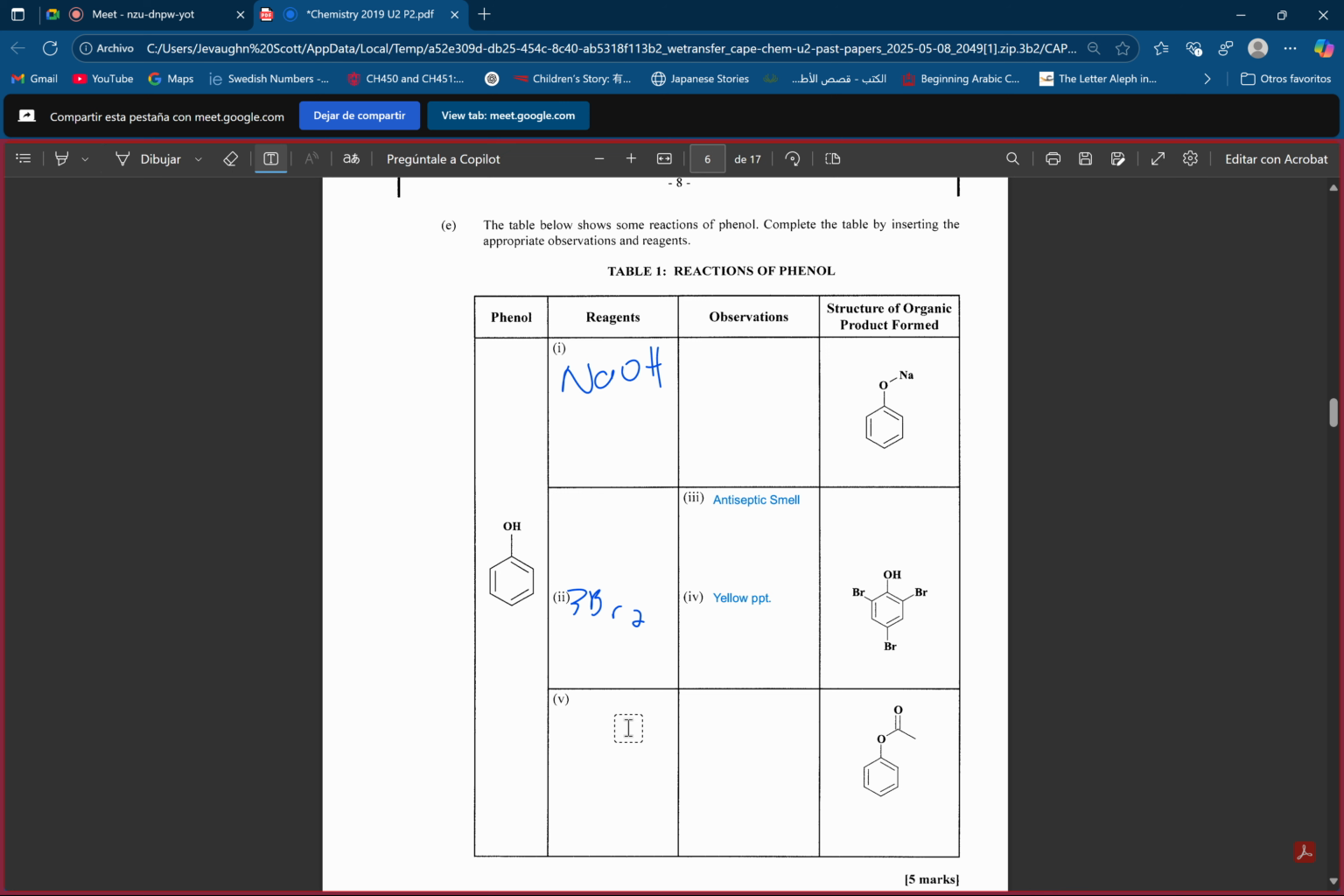For the last one, we're going to end up with an acyl type of compound. It isn't technically acyl, but let's have a look at that. What would that be? What are we adding here? We're going to react phenol with a carboxylic acid to get that. Is that an ester group there? So we react a phenol with a carboxylic acid to get an ester.